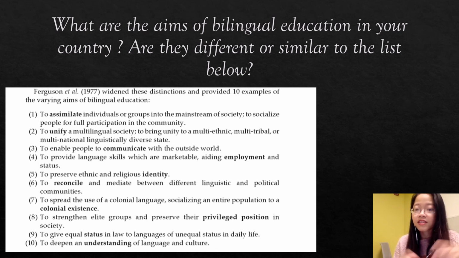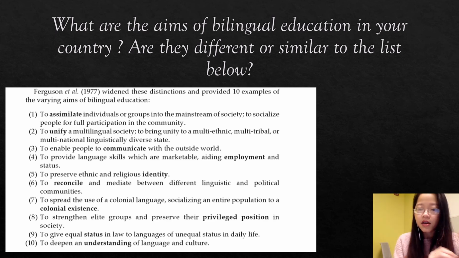And it brings stability and unity regarding communication in diversely speaking communities, right? So bilingual education can be a tool for the purpose of assimilation.